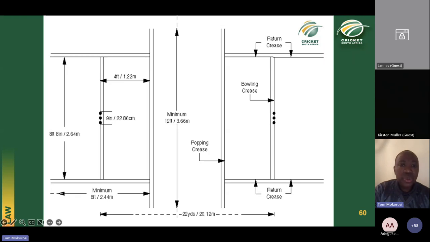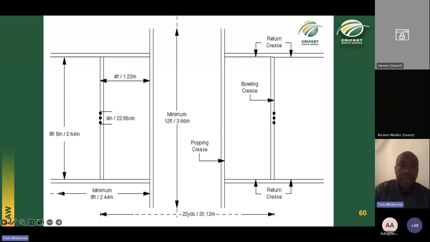If you take 1.22 meters, our no ball measurement that we remembered, and you multiply that by 3, what do you get? You get 3.66 meters. And that, right in the middle of the screen, is the minimum length of the popping crease.